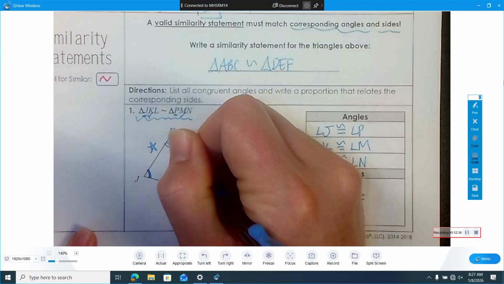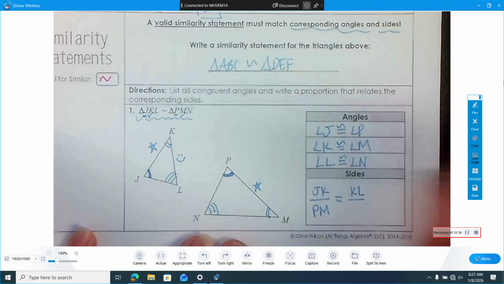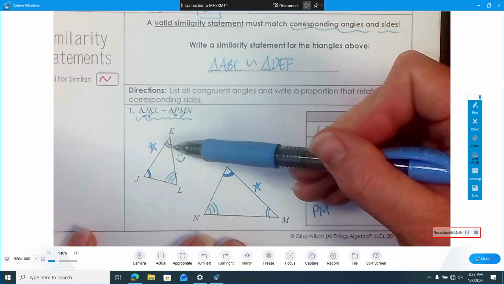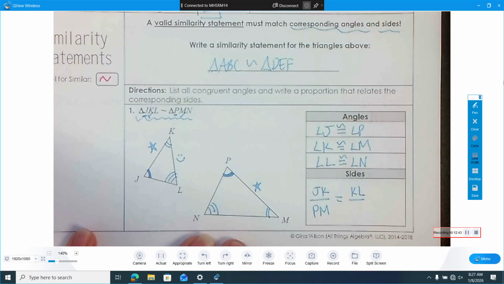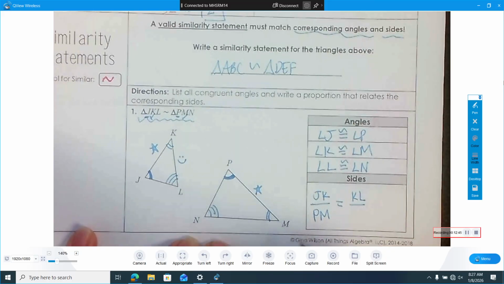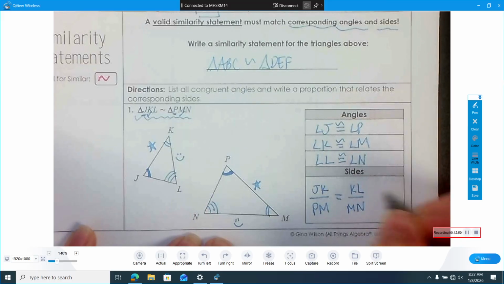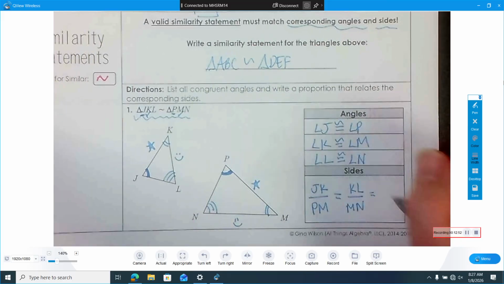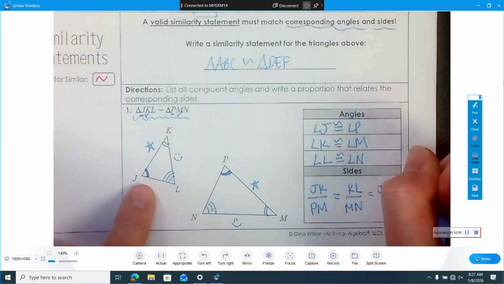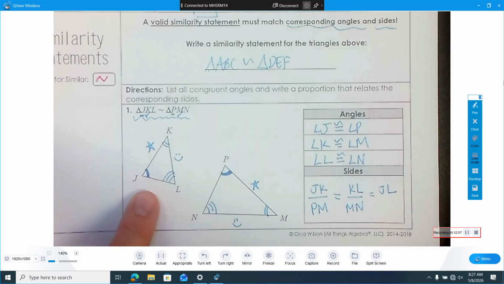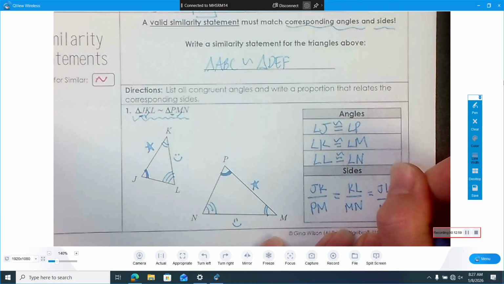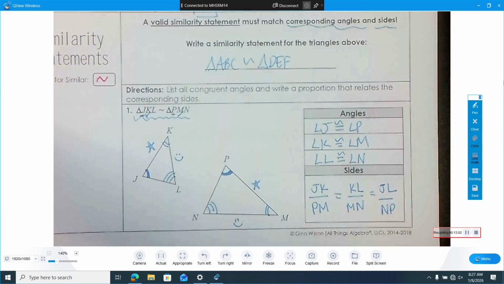So here we have a little smiley face. KL is on the side that has the double and the triple mark. So that's going to correspond with MN, all right? And then last but not least, JL is going to correspond with NP. It's going to be proportional to. So again, those are very important, using those similarity statements.